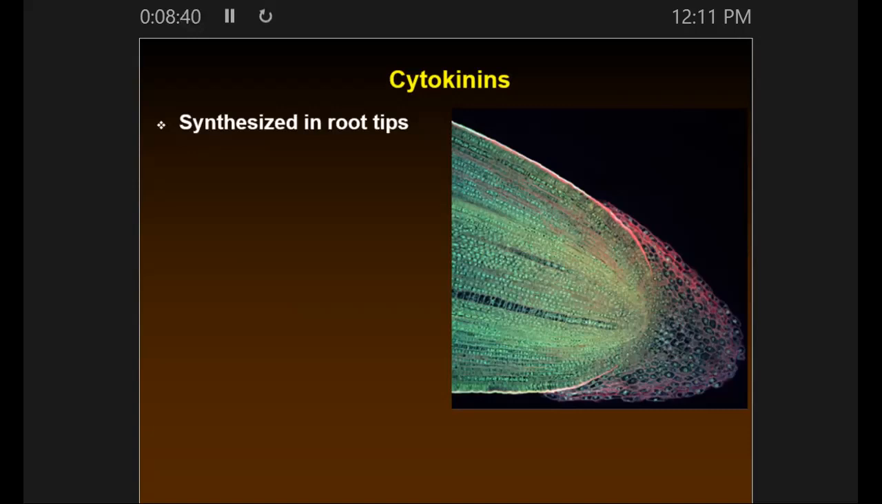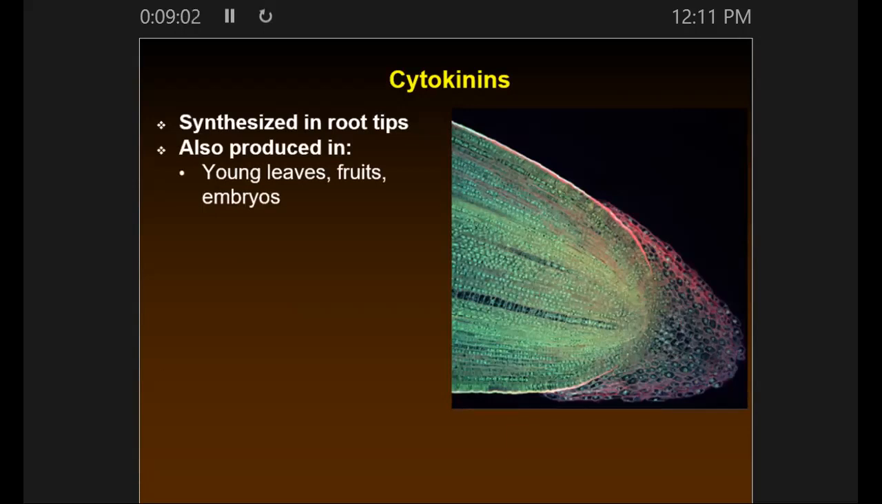We do tend to see that it can be produced in fair amounts in the root tips, but it's also found in other regions of the baby plant, the embryo. So the embryo's in the seed. You're looking at a picture, by the way, of a root tip.